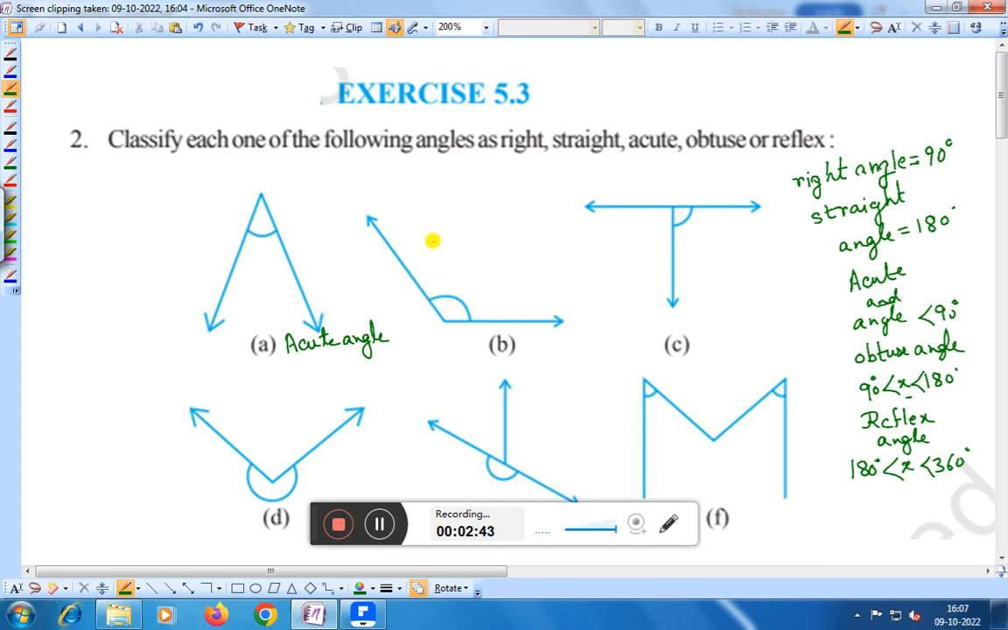B, you see, if I draw a right angle, this is 90 degree. That means this angle is greater than 90 degree but less than 180 degree. Therefore, you can say it is an obtuse angle, right? This is obtuse angle.